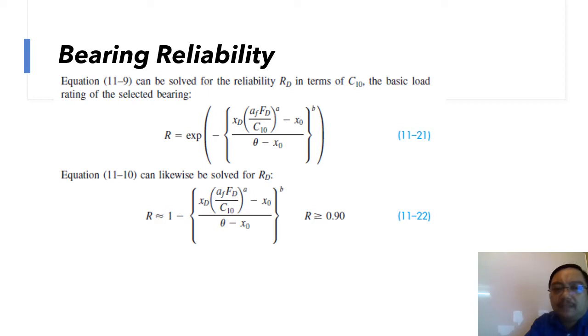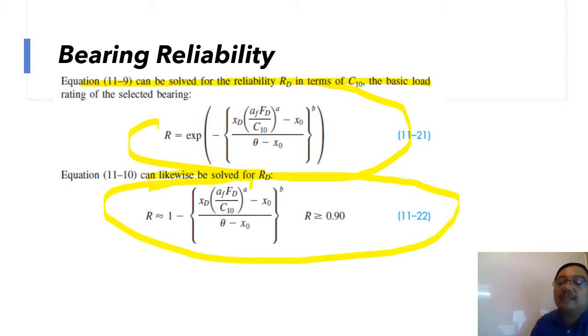Okay, this is the bearing reliability. The equation can be solved for reliability R instead of C10. R equals this equation, and equation 11 can be solved for RD, the reliability desired, that is what we want.